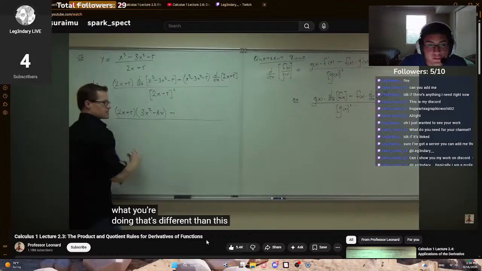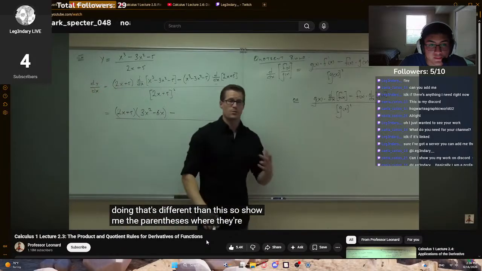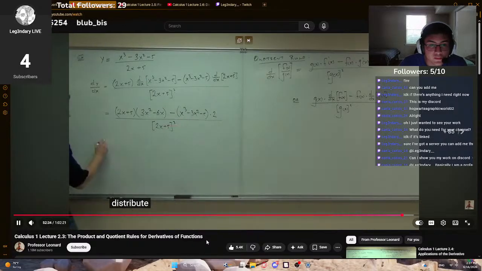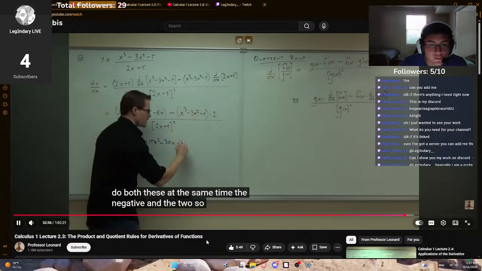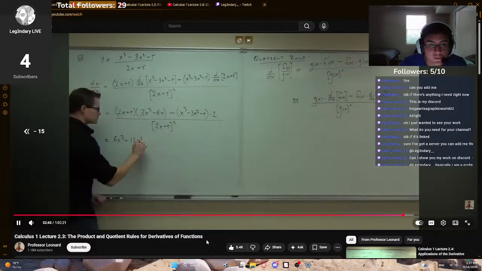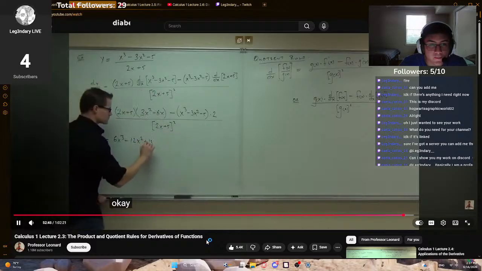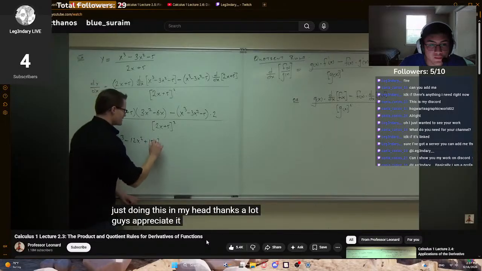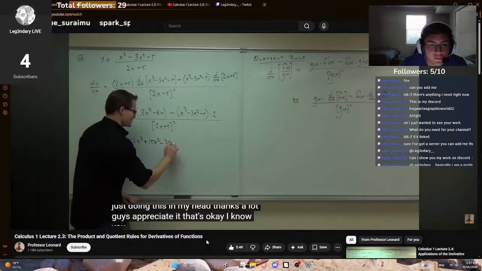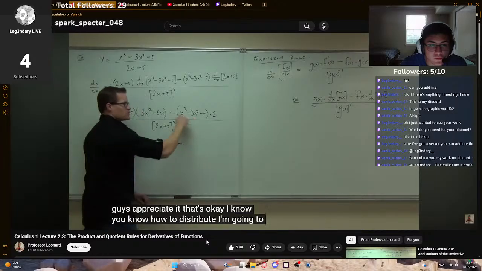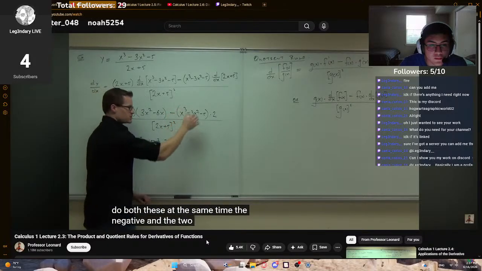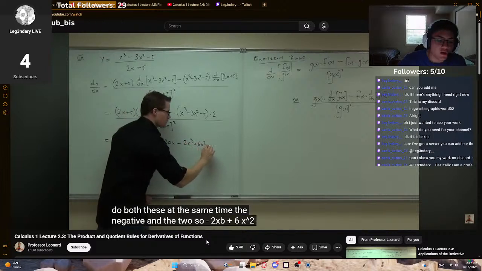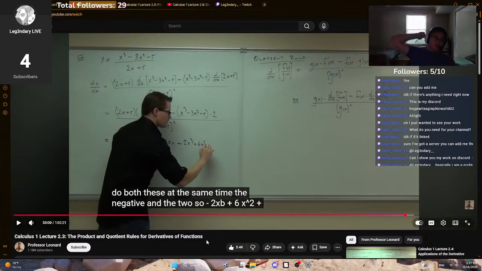That's different than this. So show me the parentheses where they're applicable. It's a negative and the 2. So minus 2x cubed. I'm just doing this in my head. That's okay. I know you know how to distribute. I'm going to do both these at the same time, the negative and the 2. So minus 2x cubed plus 6x squared. All I did was distribute.